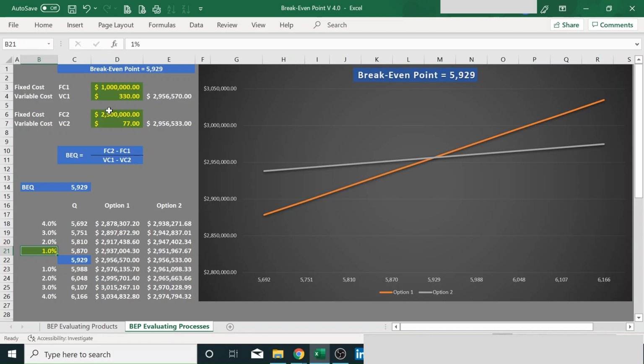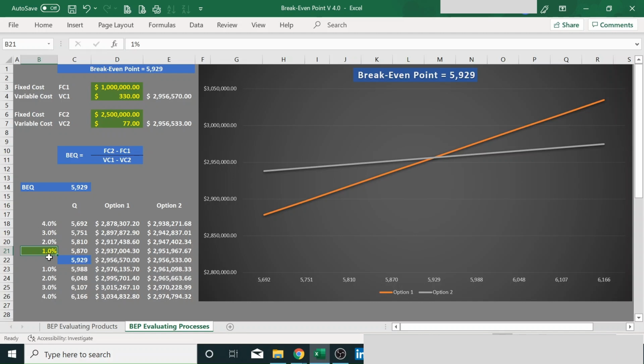Now, a more automated one or more special purpose machine or special purpose equipment is going to be more expensive but more automated, meaning we're going to produce faster with less resources, so our cost is going to be lower. So this scenario depicts that over here. So we have our break-even quantity. Now, for evaluating process, this is a little bit different, and here's the formula. You can substitute all the values, and you get 5,929 units. So that's our break-even point.